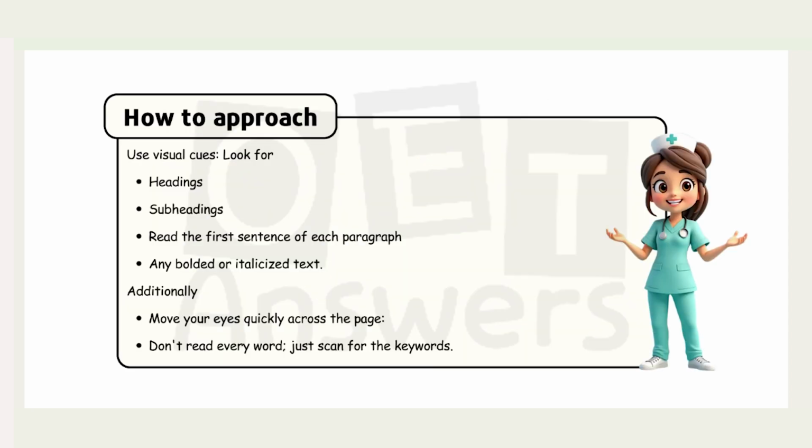First, you have to look for visual cues. Visual cues means headings and bolded letters, like symptoms, diagnosis, treatment, rehabilitation, techniques of plaster backslab. These are the headings. In the headings, you also have to look for the subheadings.